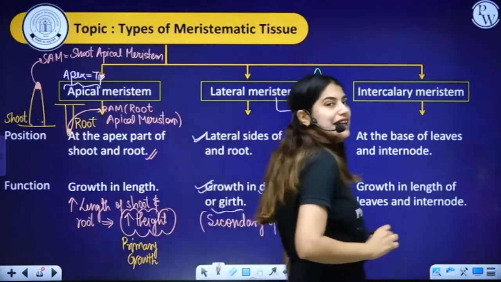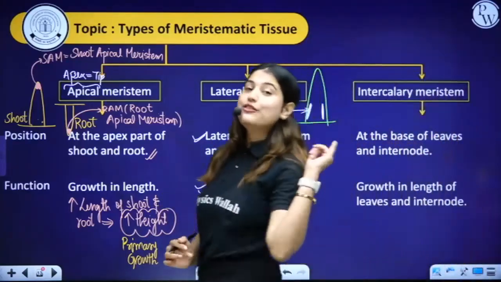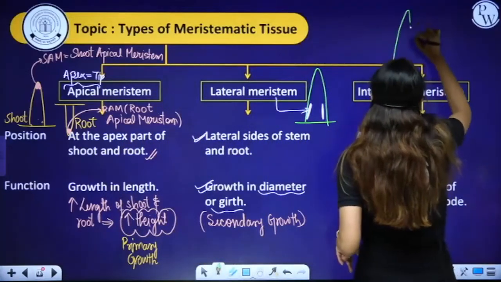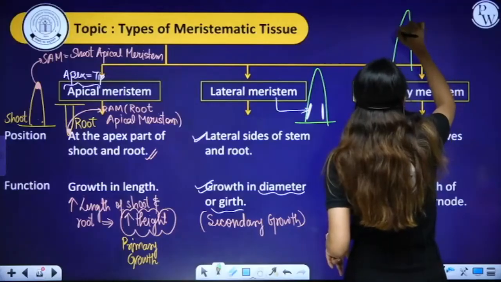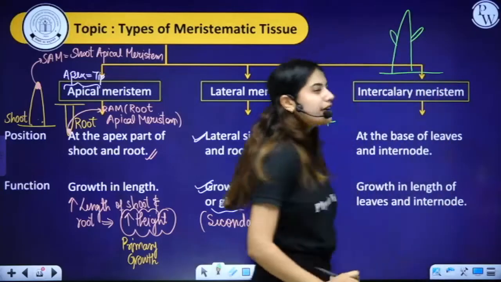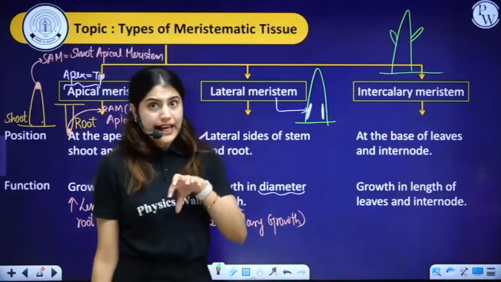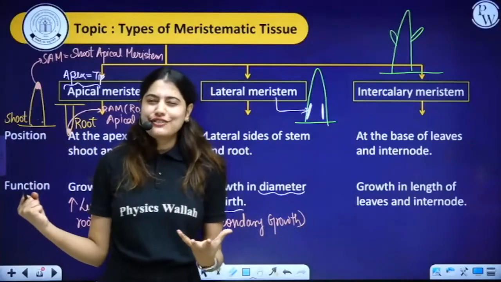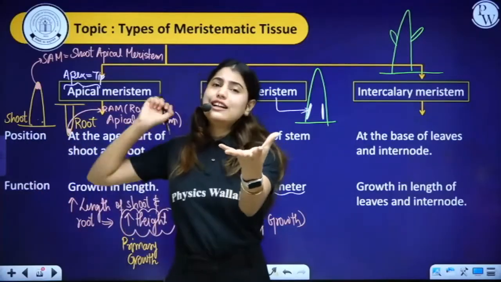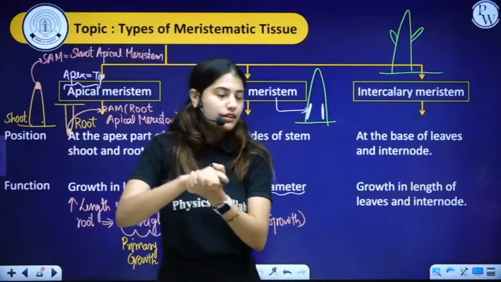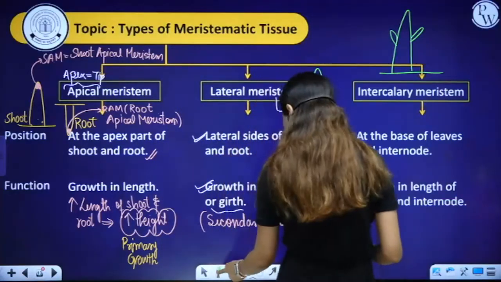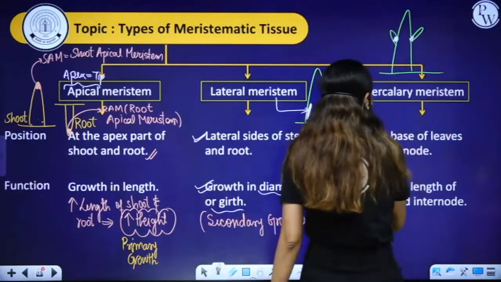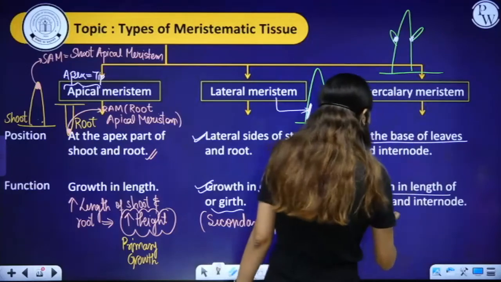And lastly, we have the intercalary meristem. Where is this meristem present? Let's have a look at it. Let's say this is my plant and I could see the leaves here, right? So it is present at the base of the leaf. Since it is present at the base of the leaf, it will cause the growth of leaves. Basically wherever it is present, it will cause the growth of that particular part, right? So since it is present at the base of the leaves, it will cause the growth of the leaves.